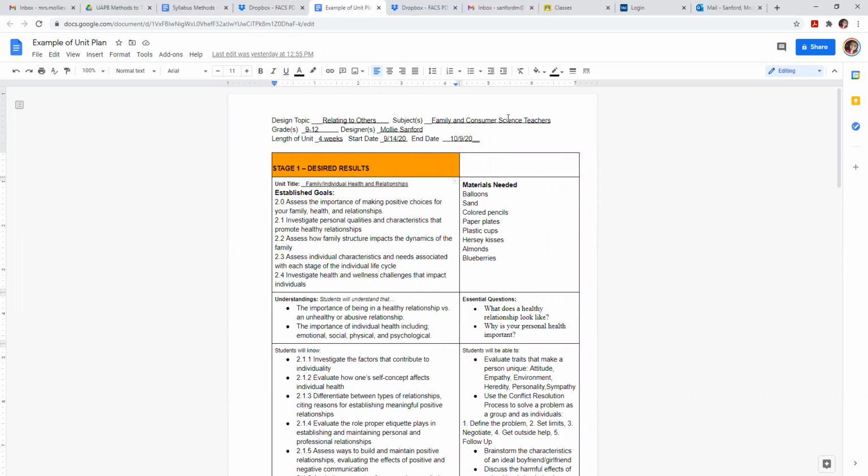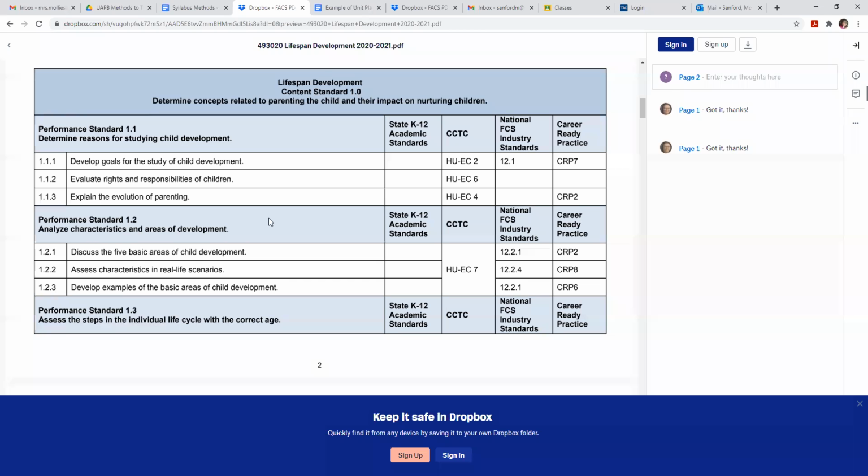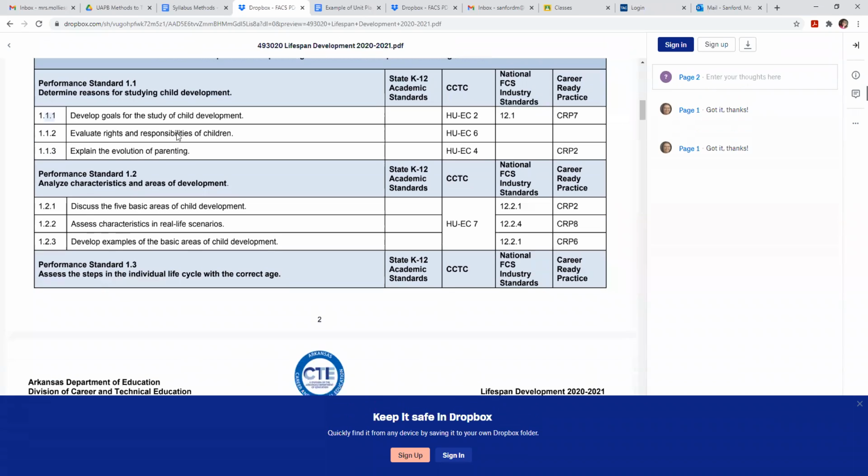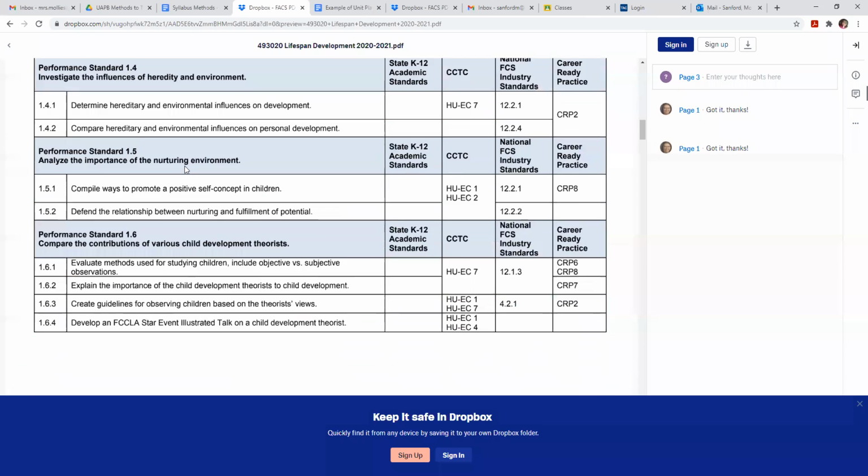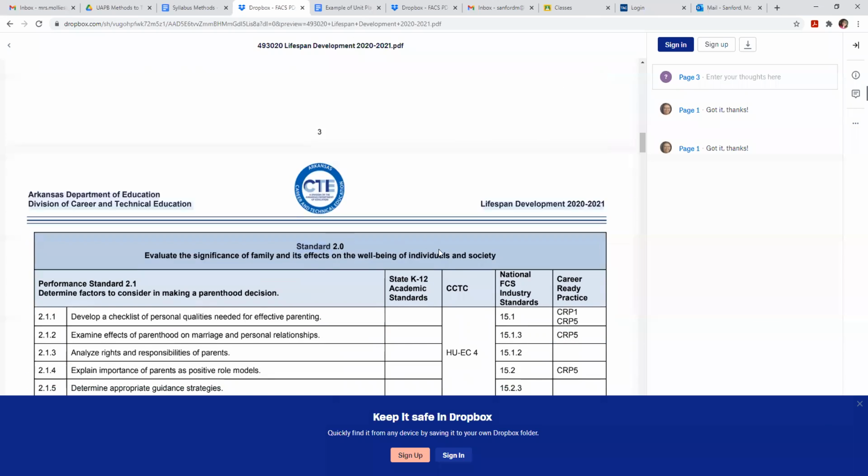Second step, pick a standard. Mine was standard 2, so just don't use standard 2 because I already used that one in the facts class. So if you want to do standard 1 in lifespan, pick that one. Standard 1 right here. So all these that start with 1.1, 1.11, 1.112, all these go under standard 1. And you would stop whenever it changes to standard 2.